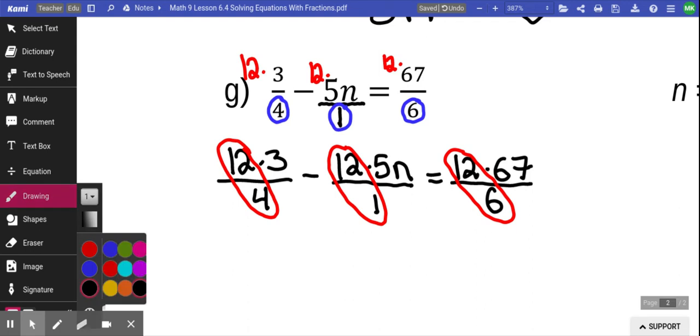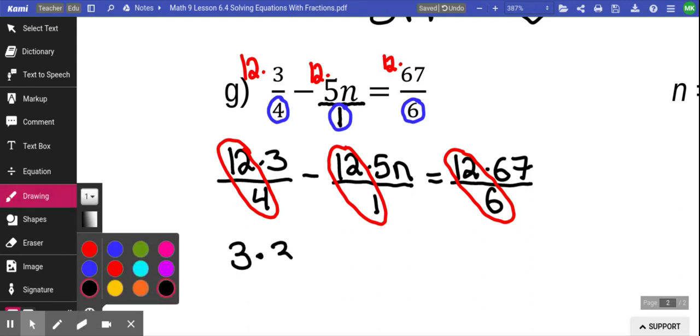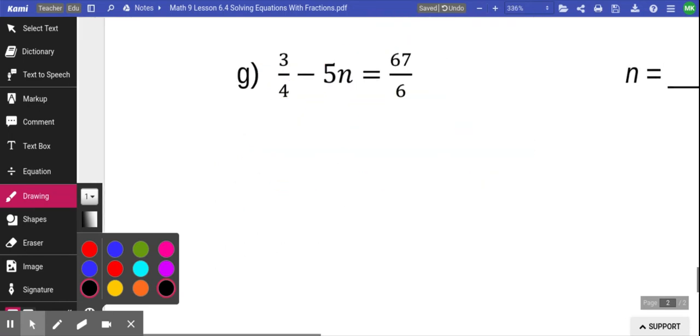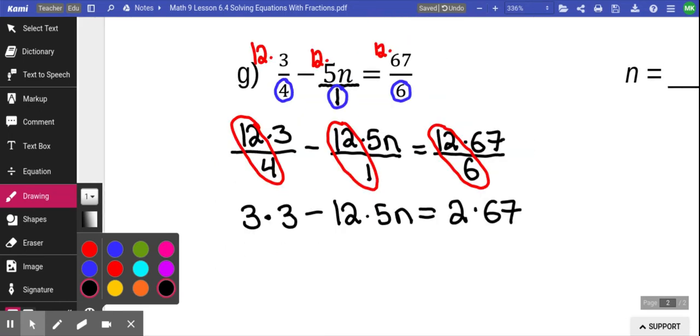On the first fraction, 12 divided by 4 would be 3, and the other 3 is still there. On the middle fraction, 12 divided by 1 is still 12, so I still have 12 times 5n. And on the right-hand side, 12 divided by 6 is 2, and the 67 is still there. But you notice I turned something into a fraction just to help remind me that there's a 1 there. And then I figure what numbers they could all go into, and I treat them the exact same way.